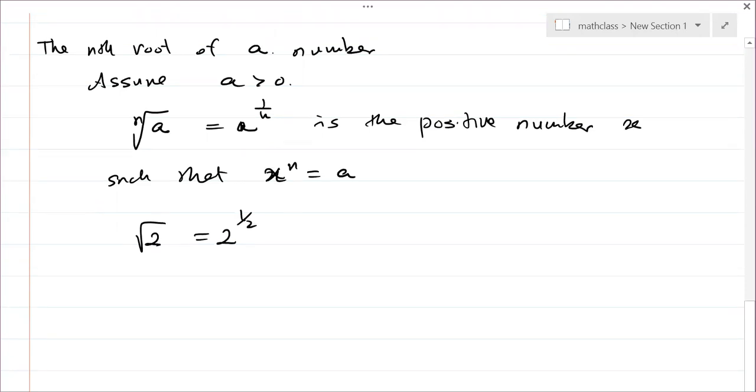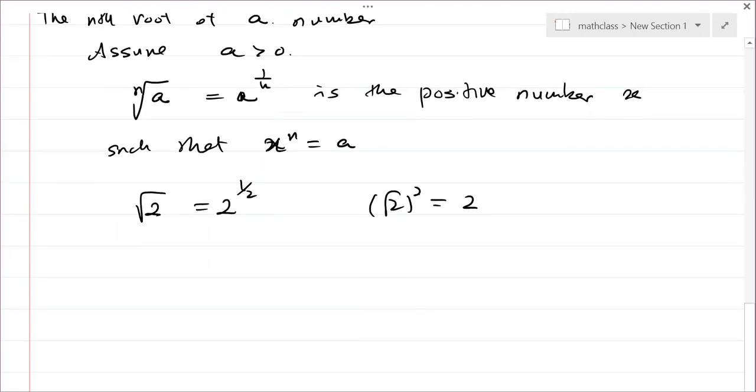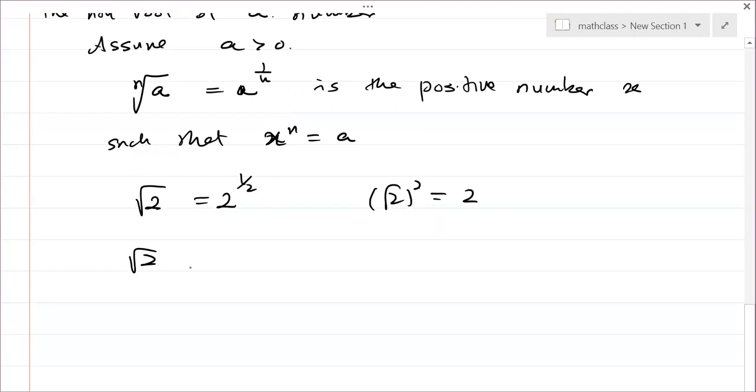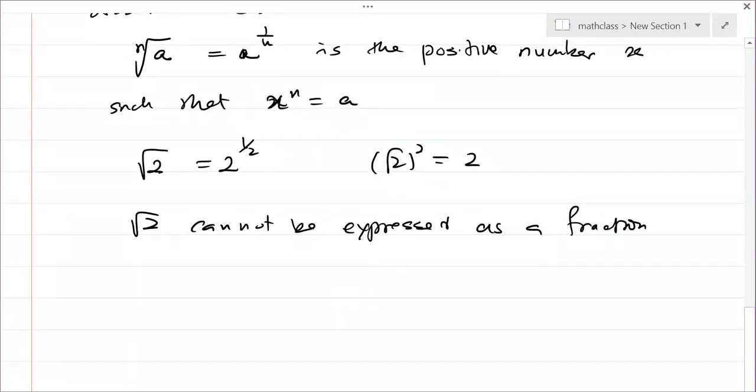Okay, so this is a number such that its square is going to be 2. That's obvious, right? But that's the definition of the square root of 2. Now, how big is this number? Can we express it as a fraction? No. So the square root of 2 cannot be expressed as a fraction of 2 integers, and it is an irrational number.